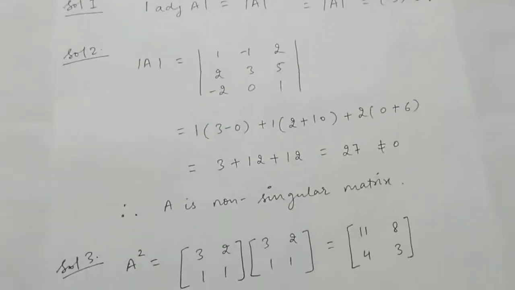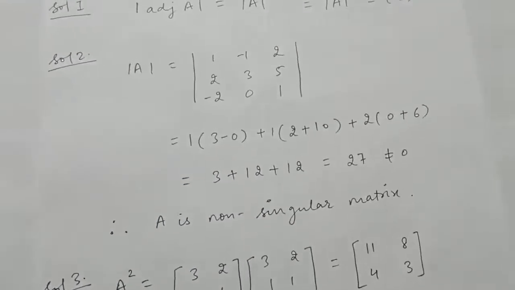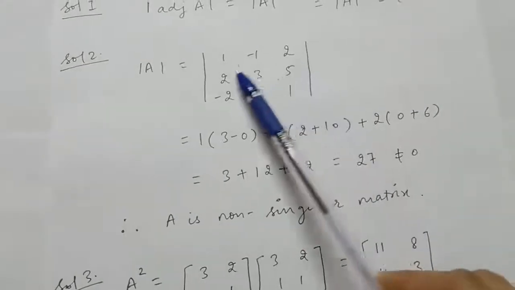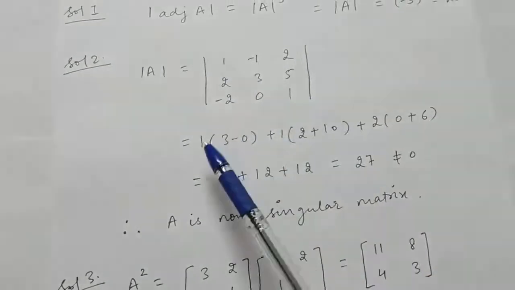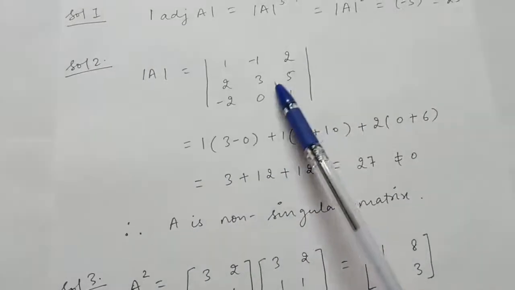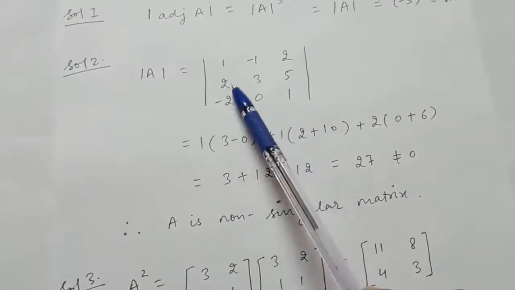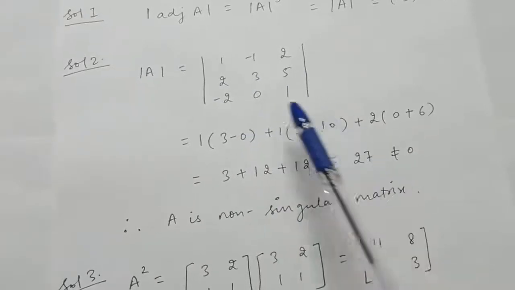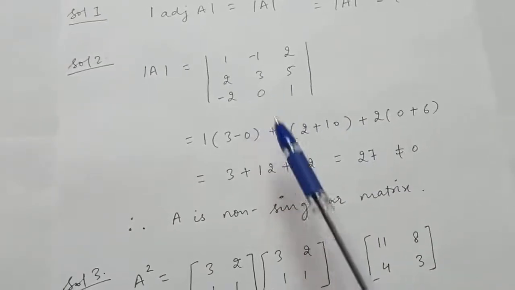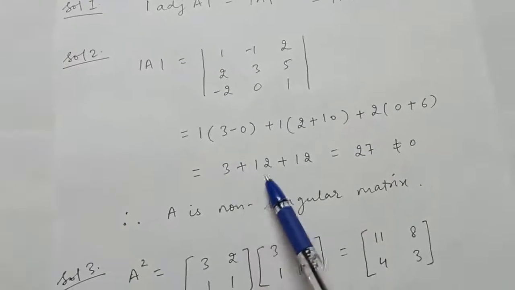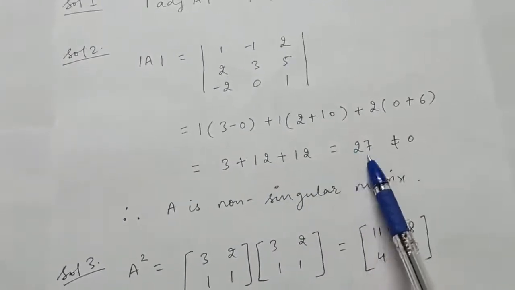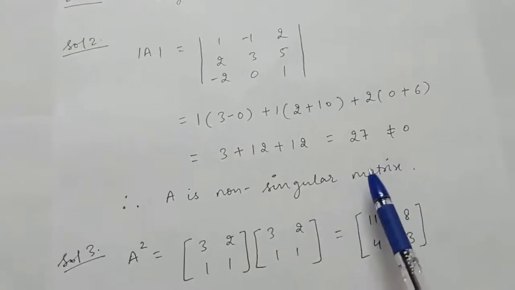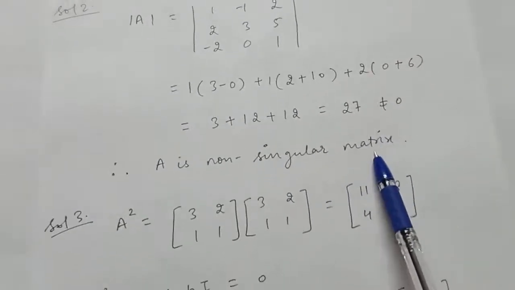In the next question you have to check if A is singular or not. So find out the determinant of A. Along the first row it will be 1, 3 minus 0 plus 1, 2 plus 10 plus 2, 0 plus 6. So you will get 3 plus 12 plus 12, that is 27, which is not equal to 0. Therefore A is a non-singular matrix, right?